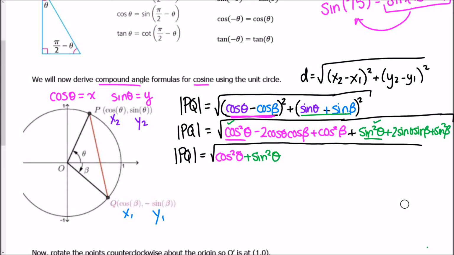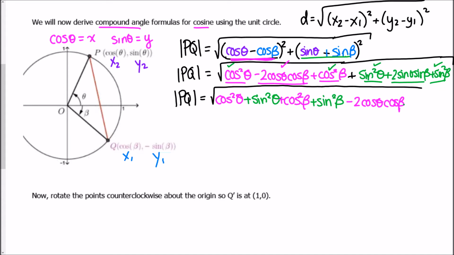Now, I also am going to put my betas together. So if you notice right here, I have cosine squared beta. So I'm going to say plus cosine squared beta. And then over here, I have sine squared beta. Okay, and I'm done with these two right here. And then what's left over is this minus 2 cosine theta cosine beta. And then what I have left over here is plus this 2 sine theta sine beta.